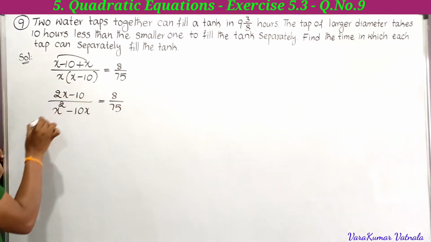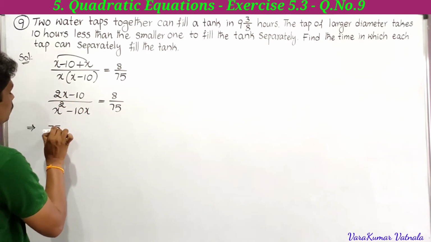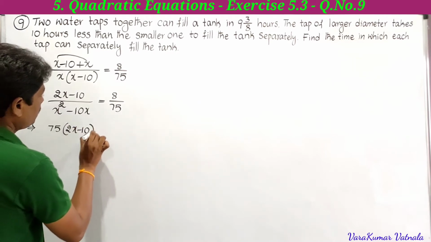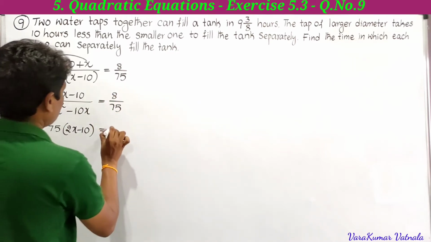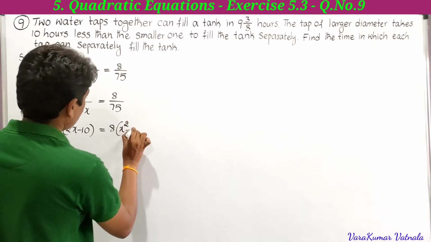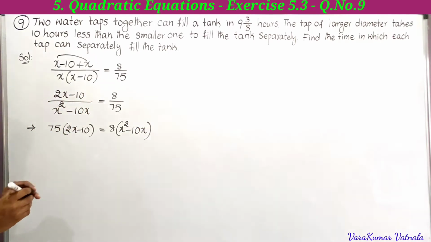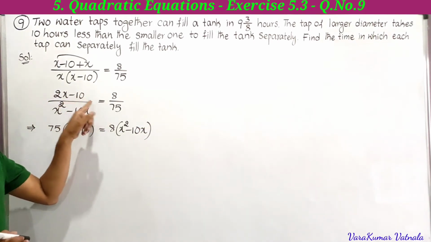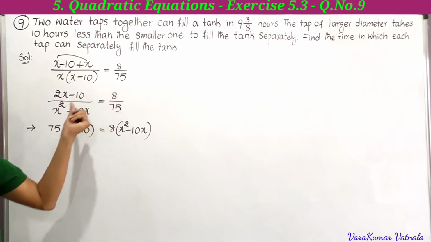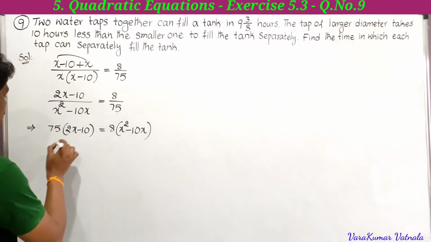So by cross multiplication, what we get, see here, 75 into 2x minus 10 is equal to 8 into x square minus 10x. So just cross multiplication we get 75 into (2x minus 10) is equal to 8 into (x square minus 10x). So multiply by 75.